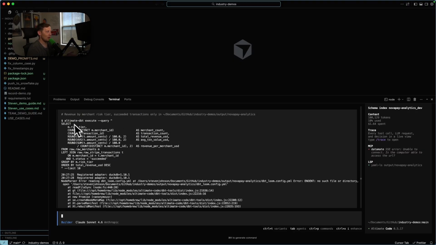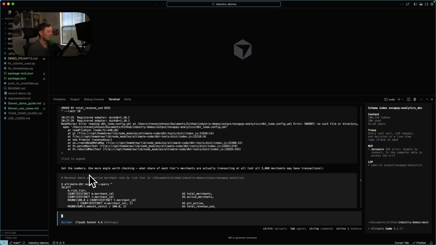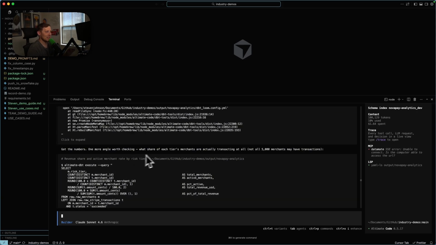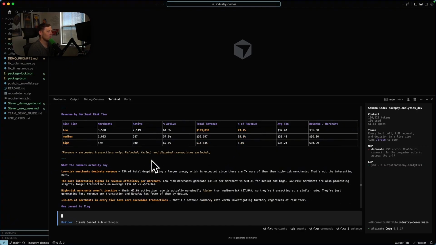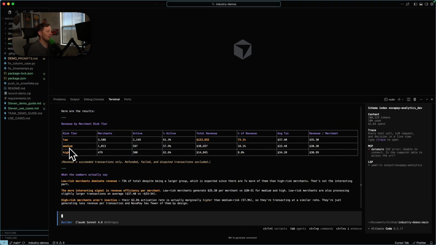And you can see here's the query that's running to actually get this information. It says got the numbers, and it's making 100% sure that each tier's merchants are actually transacting at all. So all good to go there. Here are the results: revenue by merchant risk tier. You can see risk tier low, medium, high, active merchants, total revenue, percent of revenue, and revenue per merchant. We have the most merchants in the low risk tier, and it's generating 124-ish thousand, which is 73% of the revenue.